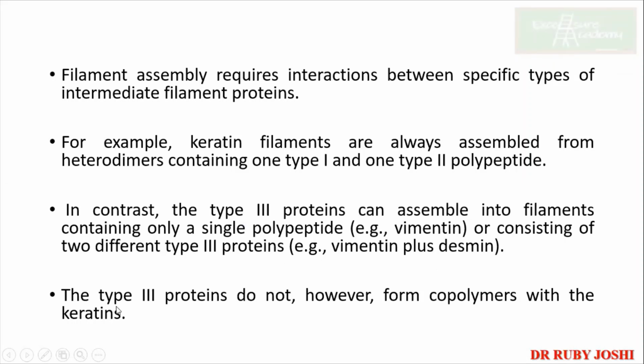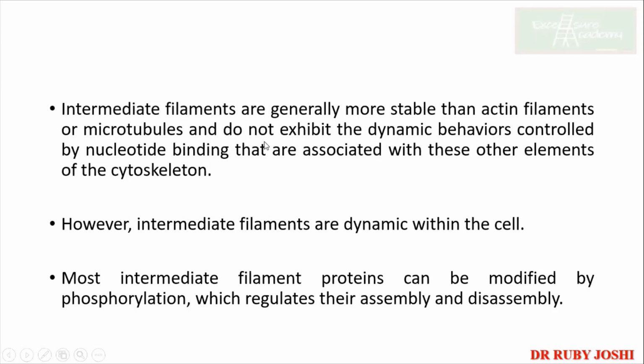Type 3 proteins do not, however, form copolymers with keratin. So what we are saying here is that type 1 keratin can interact with type 2 intermediate filaments. In the case of type 3, it will interact only with another type 3, that is vimentin or desmin, or a combination of these two. But type 3 proteins will not interact with type 1 and type 2. I hope you got the difference here.